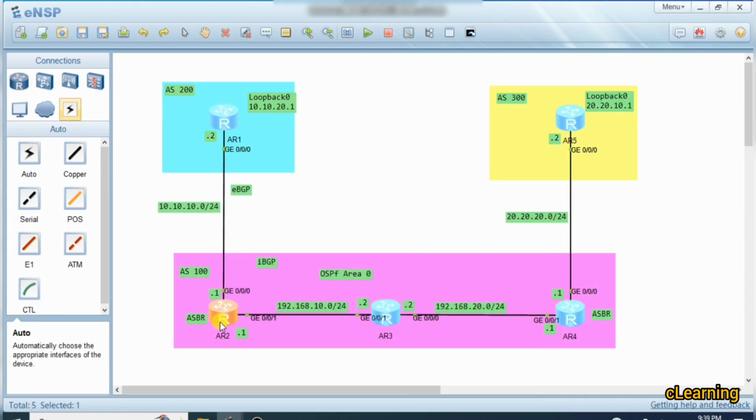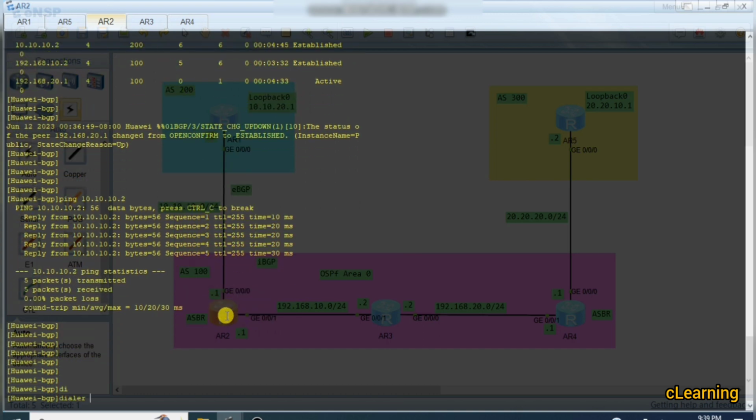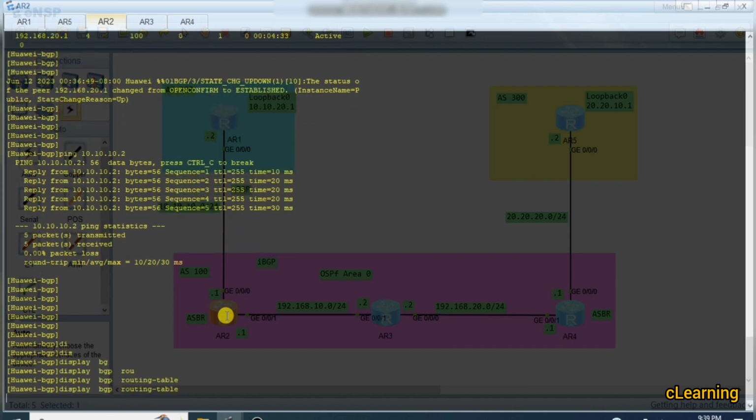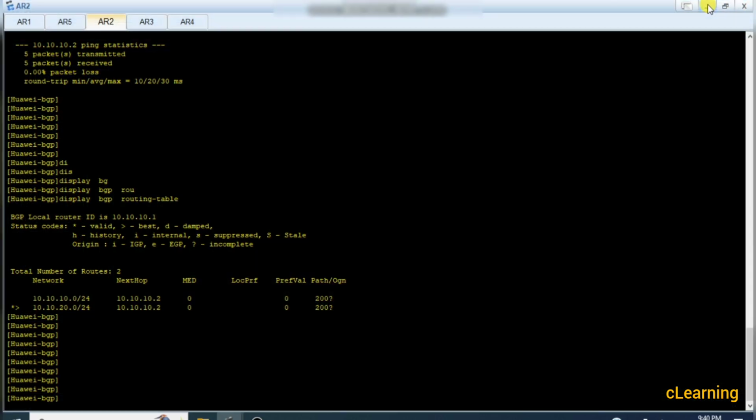We do the same here. Display BGP routing table. There is only one BGP route, which is the direct route. From here to here we create the BGP route. So only this one route exists, 10.10.10.1 and 10.10.20.1 coming from here. So no other route exists.